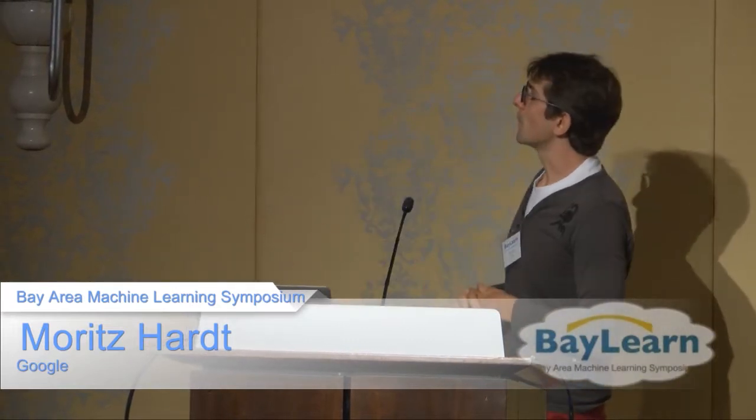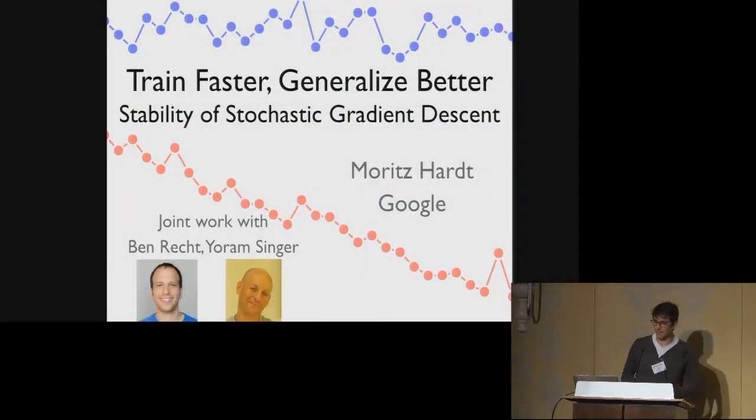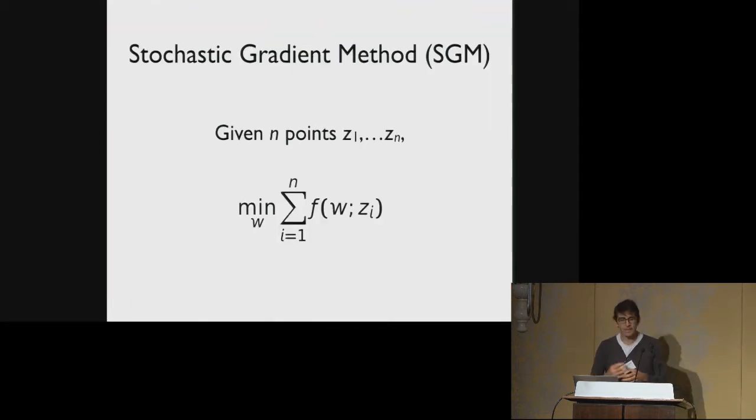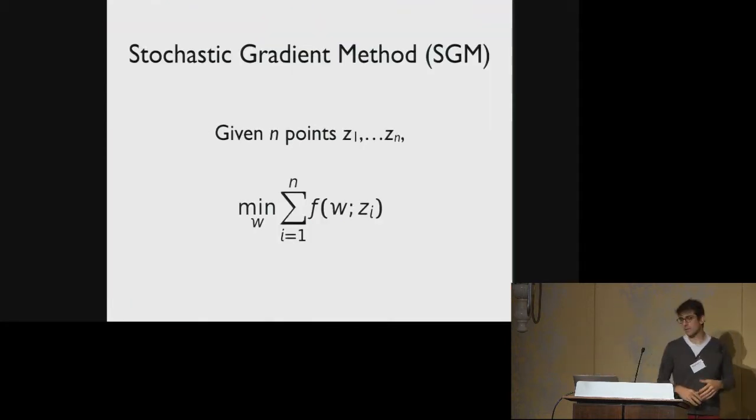OK, so this is about train faster, generalize better, or speak faster, generalize better. Stability of stochastic gradient descent. So, Andrew told you it's all about scale. Jan told you it's all about unsupervised. I'm going to tell you it's all about stability. This is joint work with Ben Recht from Berkeley, who's part-time at Google now, and Yoram Singer at Google. This talk is about stochastic gradient descent, or SGM.